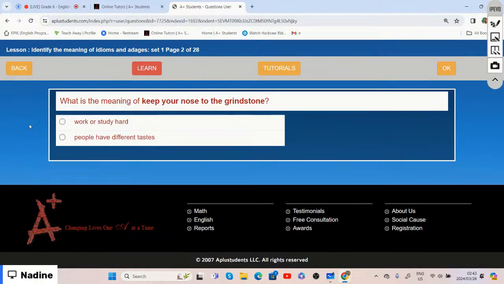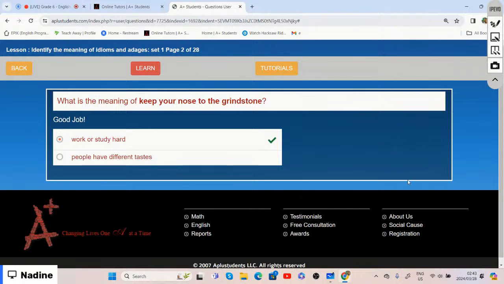All right, so if we choose the correct one, that says keep your nose to the grindstone, it means to work or study hard. It's like saying you need to keep on applying yourself, work with perseverance, work with diligence, like you've got this. Work and study hard. So well done.